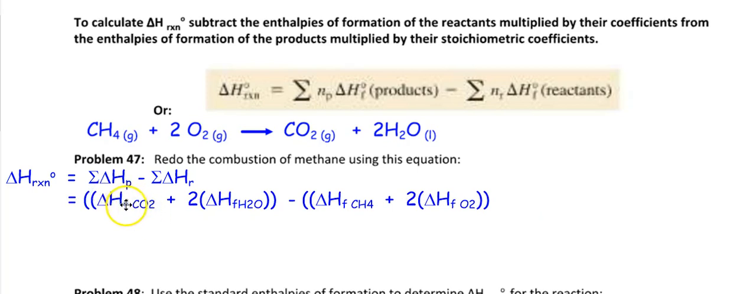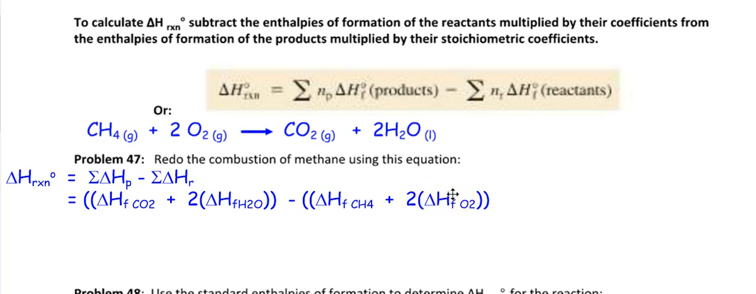I start off over here again, take the heat of formation of carbon dioxide, I only got one of them, plus the heat of formation of your liquid water, I got two of them. And this whole term right here, add up first. Then subtract your heats of formation of your reactants. Here's your methane, I only got one of them, and your two of your oxygen.